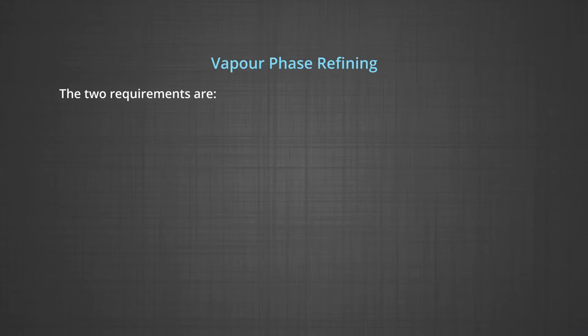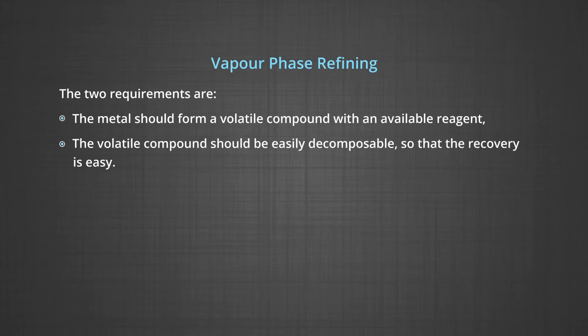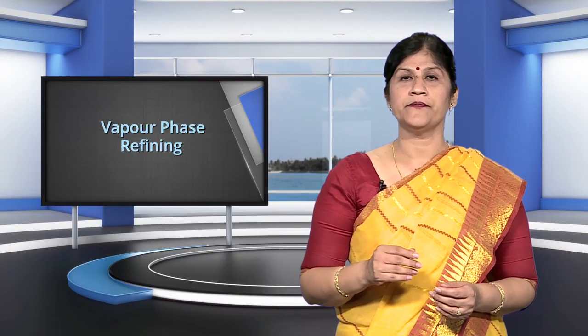So, the two requirements are: the metal should form a volatile compound with an available reagent, and second, the volatile compound should be easily decomposable so that the recovery is easy. Following examples will illustrate this technique.